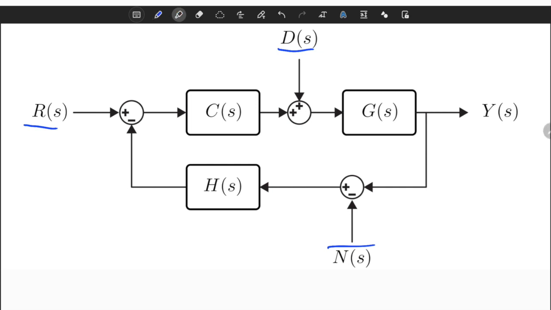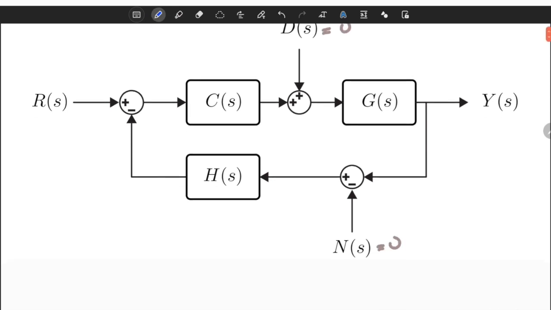When trying to find the transfer function for a multi-input single-output system, we find the transfer functions one by one: from R to Y, from D to Y, and from N to Y. When doing this, we assume that the other inputs are equal to 0, such that D of S is equal to 0 and N of S is equal to 0. We know that the transfer function from R to Y is very simple. It is a classical feedback loop.